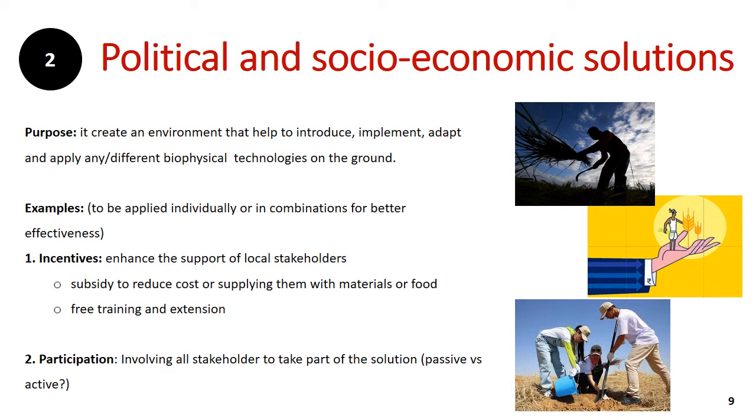So if you don't have suitable conditions, like suitable policy or the economic value of these solutions, then the biophysical solutions might not work and people might not accept them, and then it ends up with problems, or with them not being applied or being implemented only for a short time. So to ensure sustainability, you must take the political and socio-economic solutions into consideration, in cooperation with the biophysical ones.